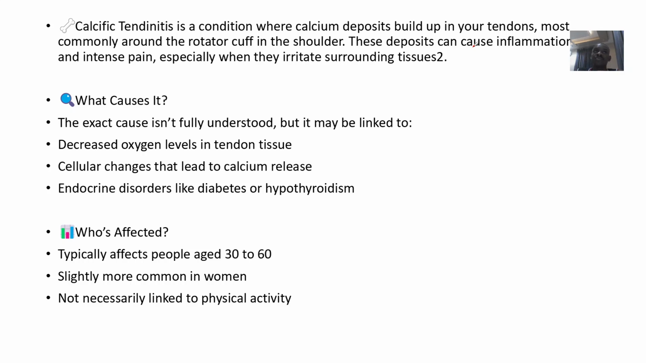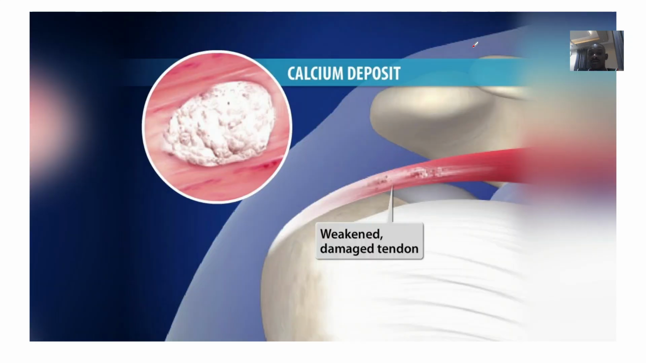It is sometimes related to issues like what? Diabetes and hypothyroidism. Okay, so who is affected? Mostly people aged 30 to 60, slightly more common in women, not necessarily linked to physical activity. So it's a calcium deposit right there in the tendon.